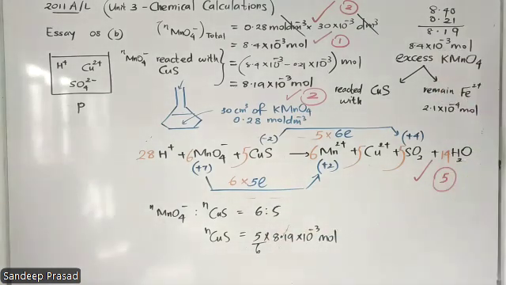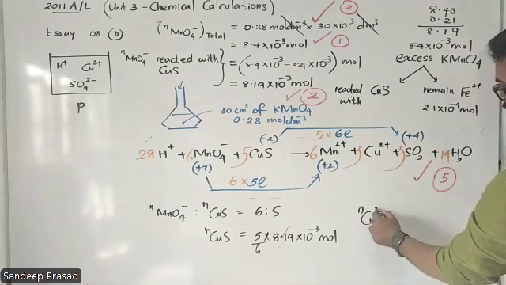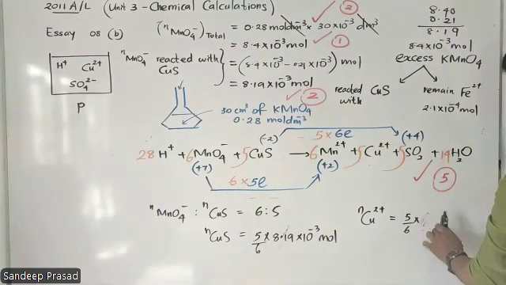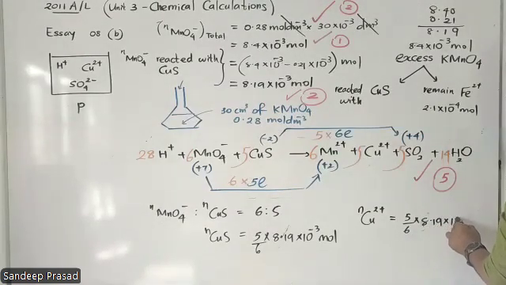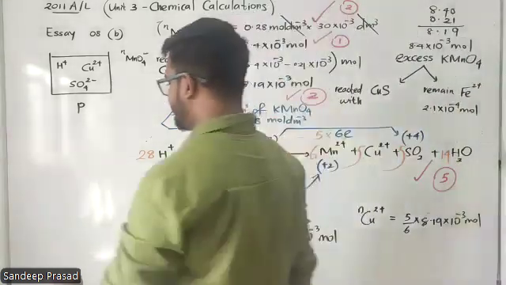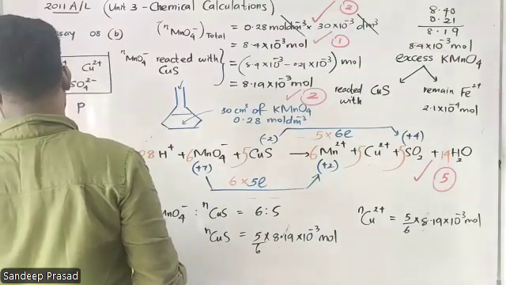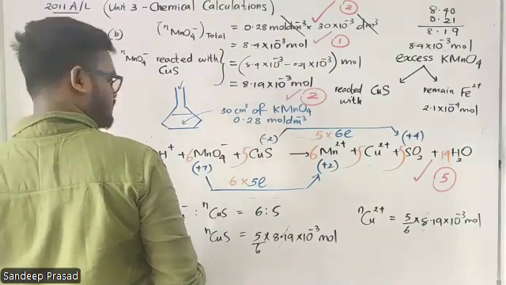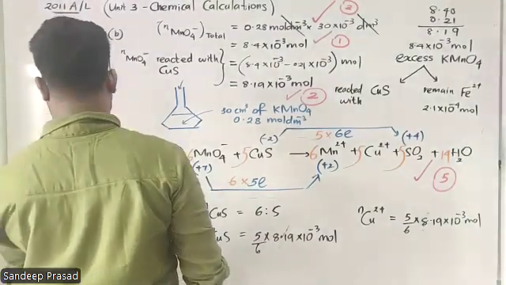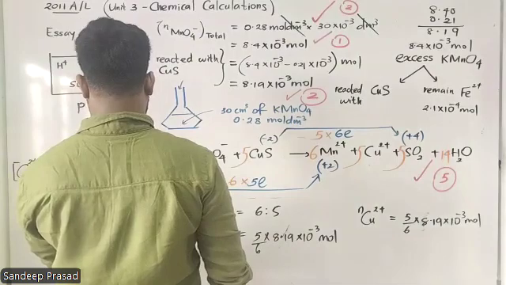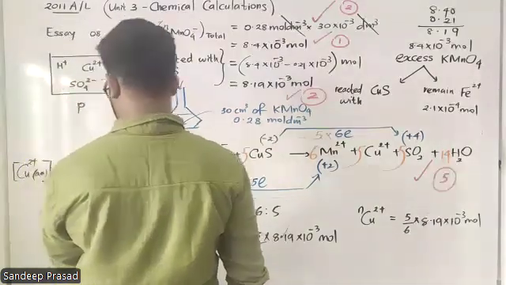So if copper sulfide moles are this, copper 2+ cations moles are also this one: 5/6 × 8.19 × 10 to the power minus 3. Then copper 2+ was in the 25 cubic centimeter sample solution. Then copper 2+ aqueous concentration is 5 × 8.19 divided by 6 × 10 to the power minus 3 moles, divided by 25 × 10 to the power minus 3 cubic decimeter.